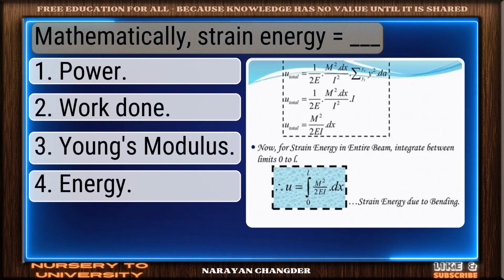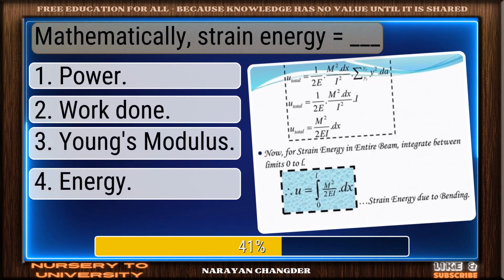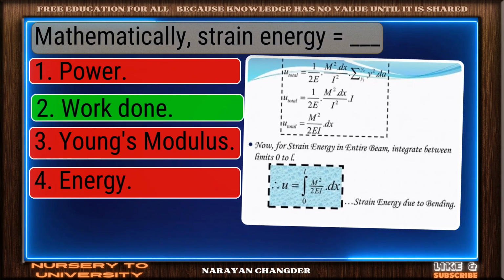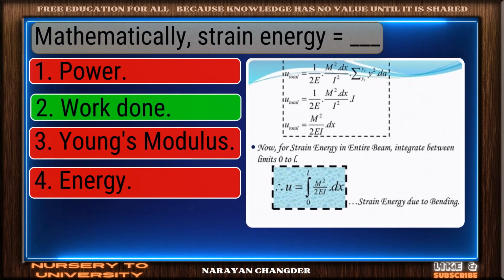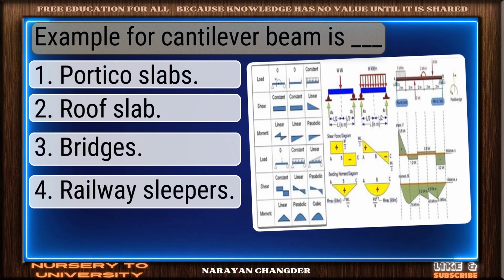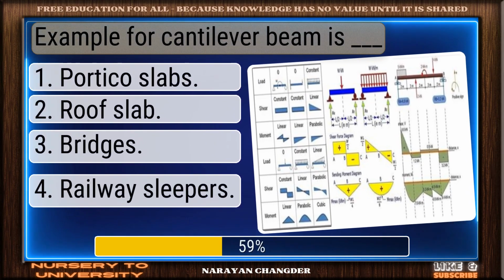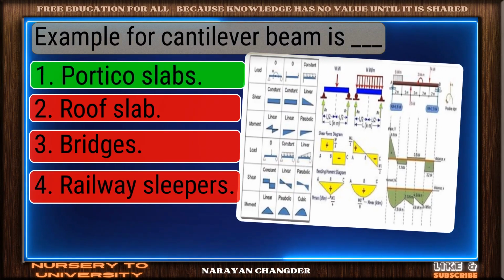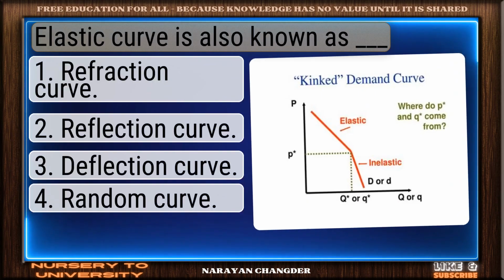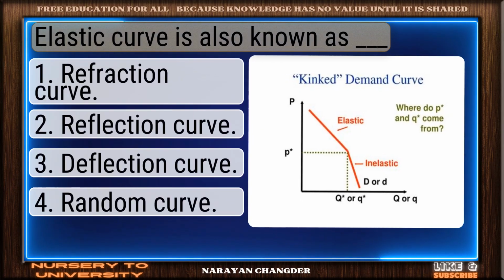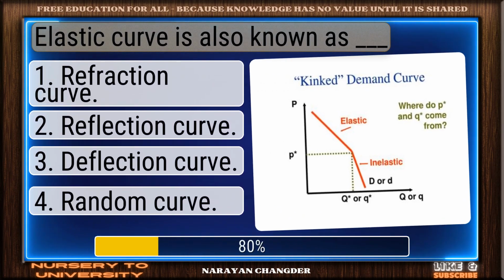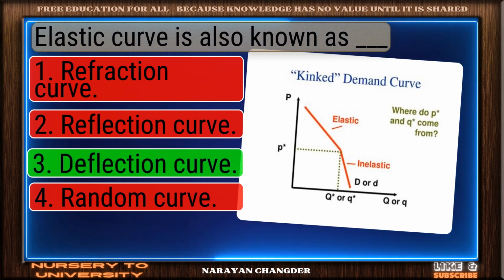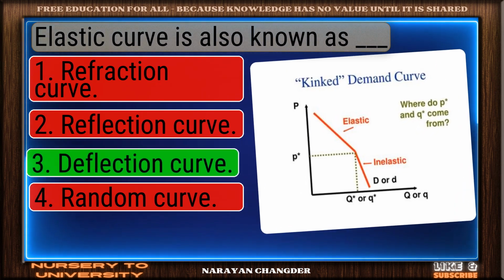Mathematically, strain energy equal to dash. Nicely done. Work done is a solid answer. Example for cantilever beam is dash. Sharp thinking. Portico slabs is the right choice. Elastic curve is also known as dash. Exactly. Deflection curve makes sense, and it is right choice.